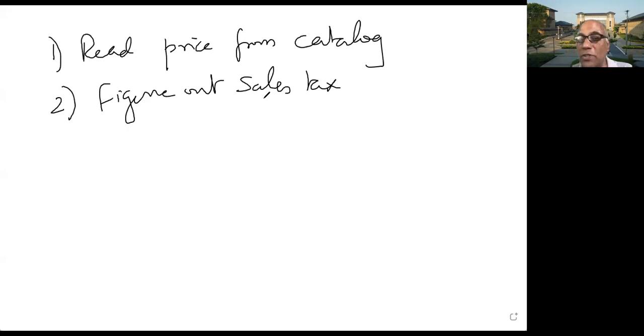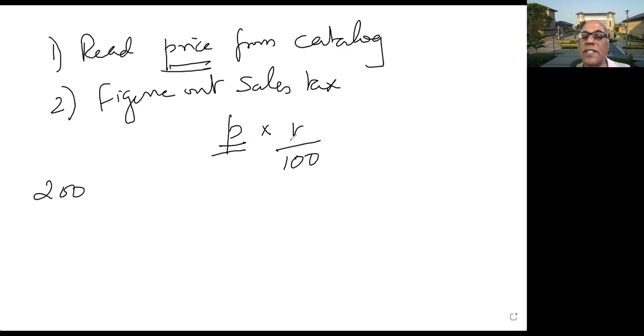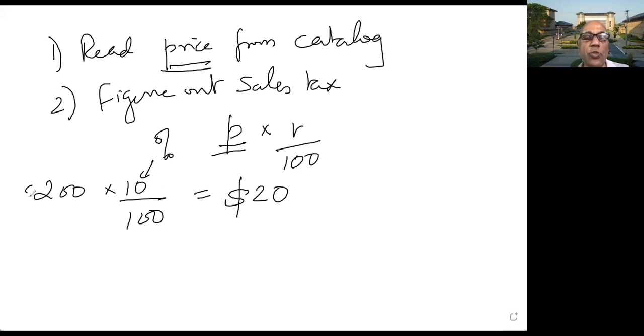Well, you need to know how much sales tax is. Like, is it 10%, 7%, 5%, 8%, whatever that is? You need to know the price. So if the price is P and tax rate is R, sales tax is this. If this is the price of something, suppose the price is 200 and sales tax rate is 10%, then the answer would be $20. This is in percentage. So if something costs $200 and you are saying tax rate is 10%, this is how you compute the sales tax.